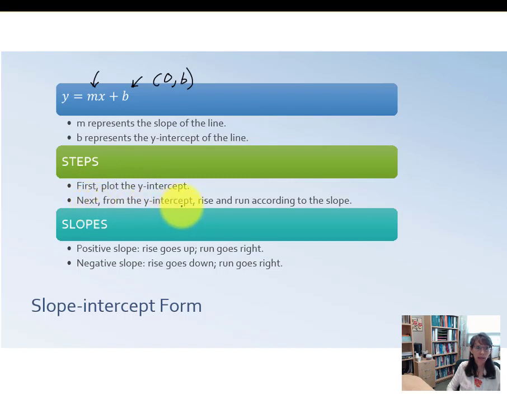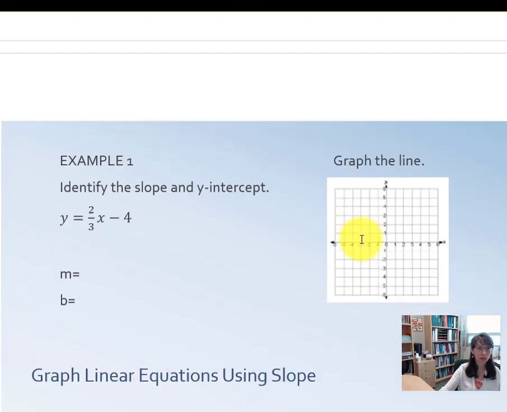Next, from that y-intercept point, we're going to rise and run according to what the slope tells us. If the slope is positive, the rise goes up and the run goes to the right. If the slope is negative, the rise will go down and the run will continue to the right. Let's see how that works in a few examples.